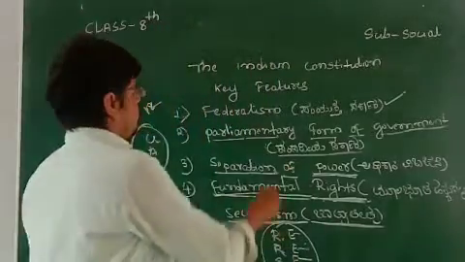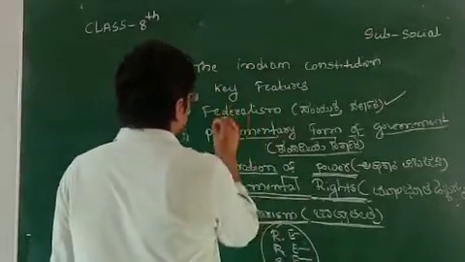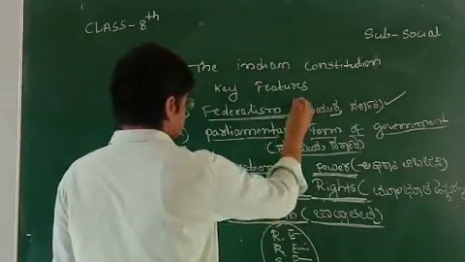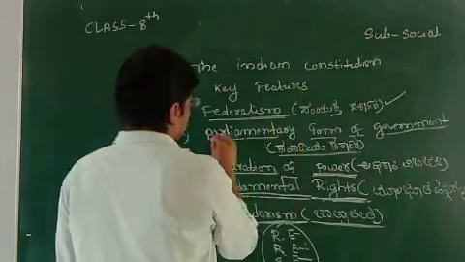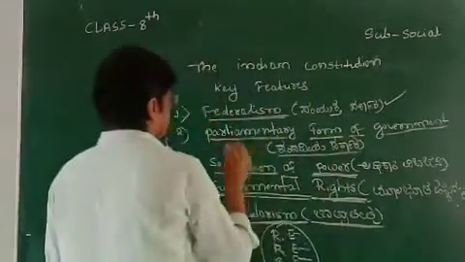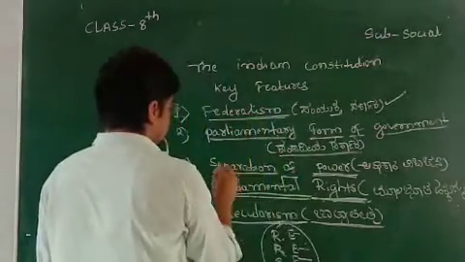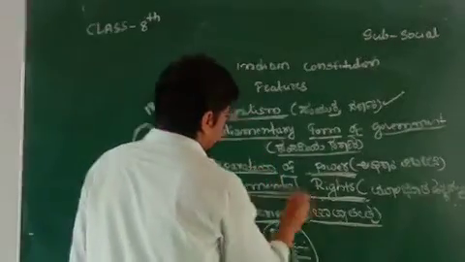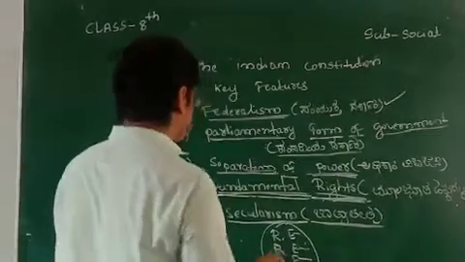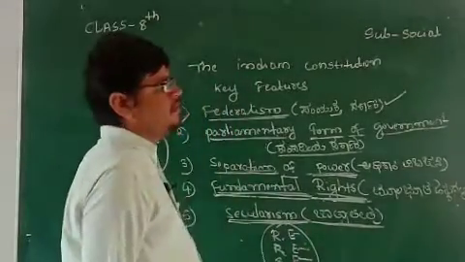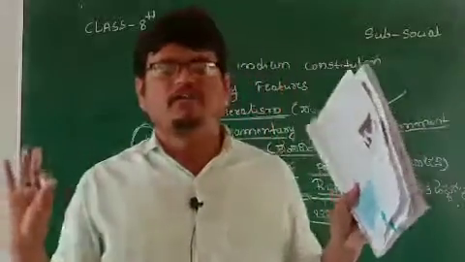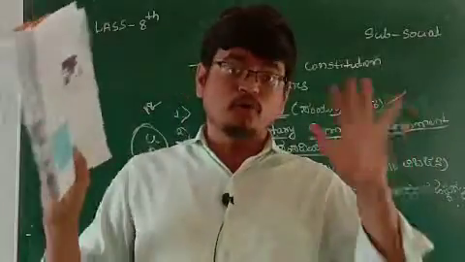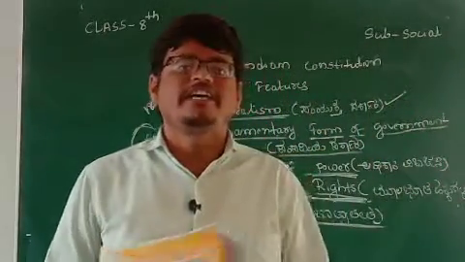So these are the fundamental key features we have understood. Federalism: once again I am going to remind you, there are two levels of government. Parliamentary form means the parliament is major. Separation means the power belongs to the two levels of government. Fundamental rights means what we need to get improvement. Secularism means be equal. Though many religions are there, we should not go against others. That is called secularism.